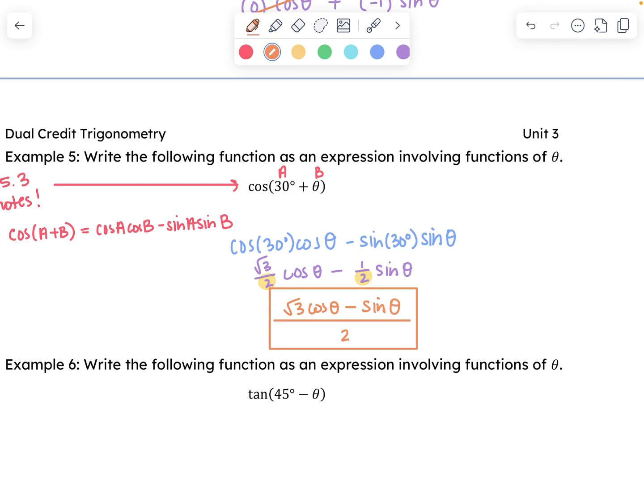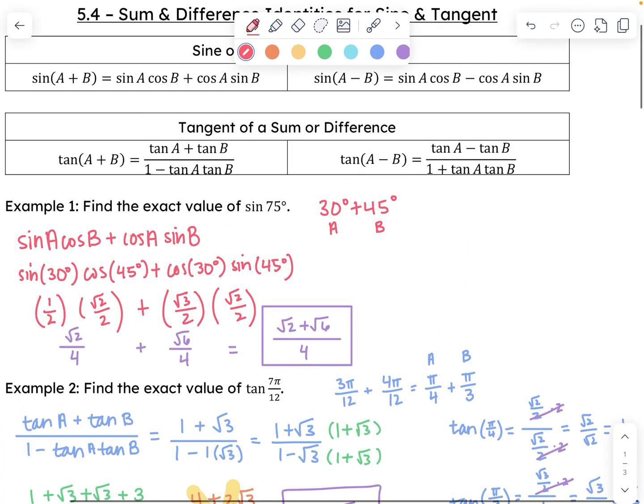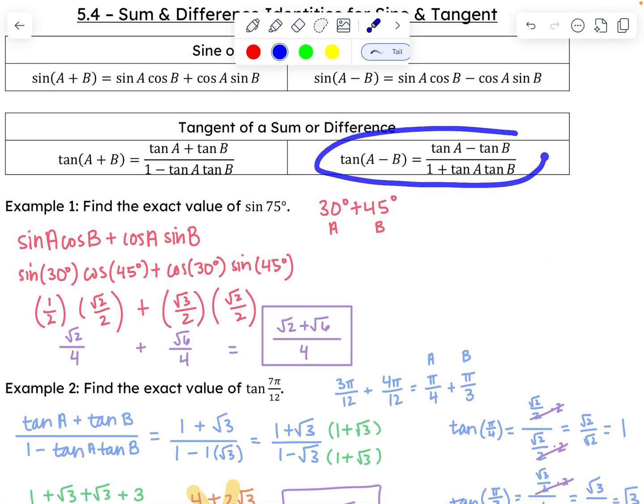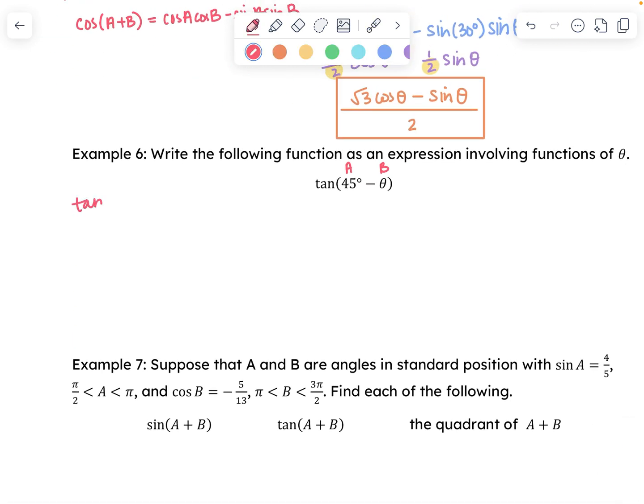And let's try one that's got a tangent in it. So we've got the tangent of 45 degrees minus theta. So if I'm looking at this one, I've got my A here, I've got my B here. It is a difference. So that's using this identity over here: tangent of A minus tangent of B over 1 plus tangent A times tangent B. Tangent of A minus tangent of B over 1 plus multiplying them together.